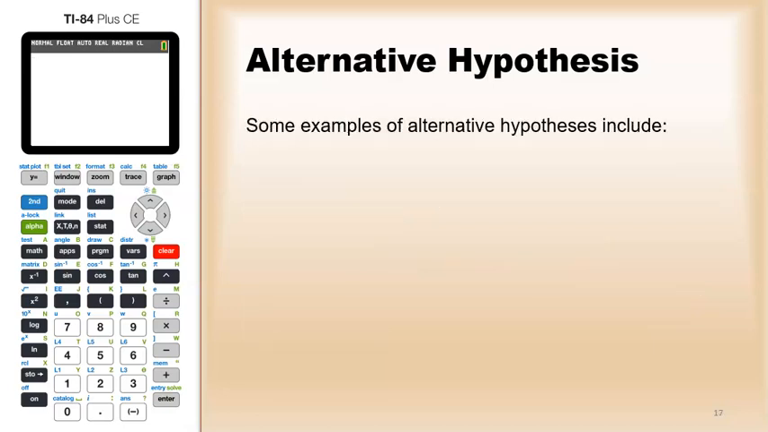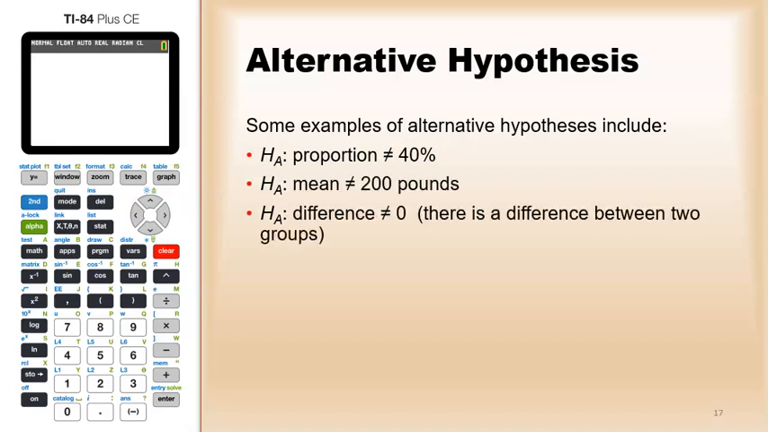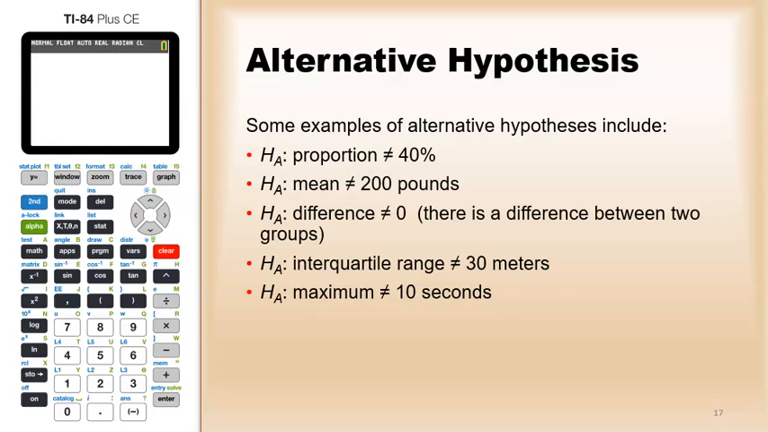Some examples of the alternative hypothesis. One type of alternative hypothesis: the proportion is not equal to 40%. Or maybe we want to show the mean is not 200 pounds. Or that the difference is not 0. That is, there is a difference between whatever the groups are. Perhaps we want to show the interquartile range is not 30 meters, or the maximum is not 10 seconds. Again, it's pretty much like the null hypotheses, except we're going to use not equal to.